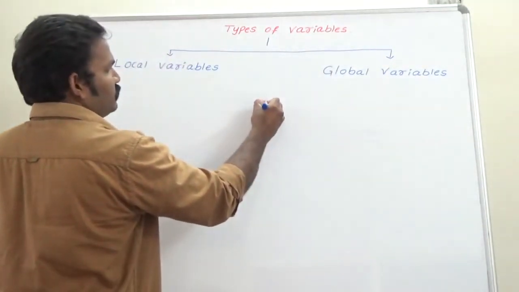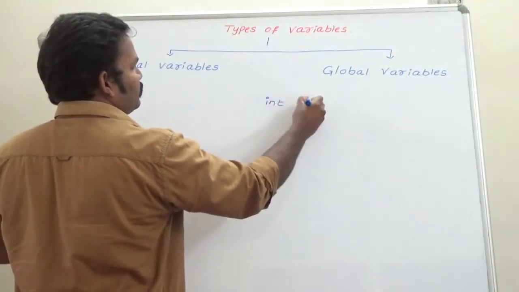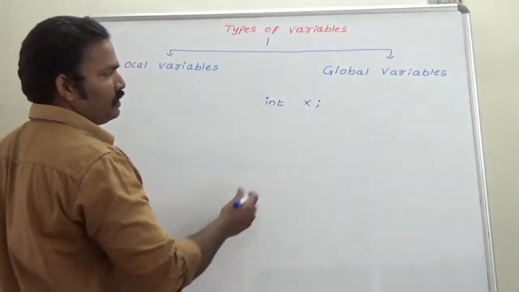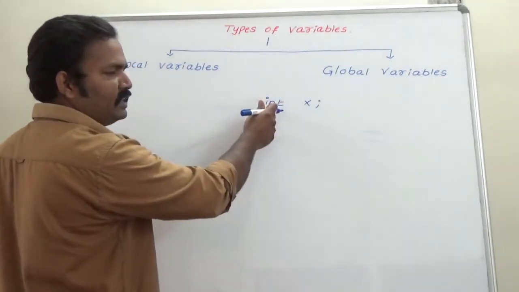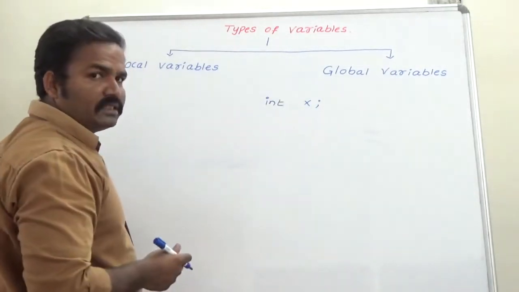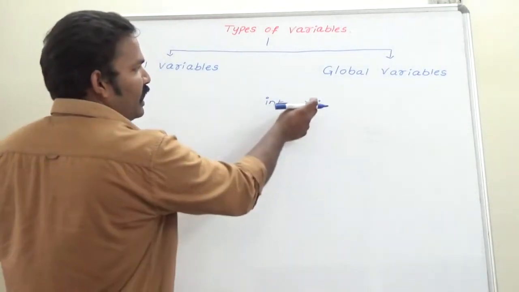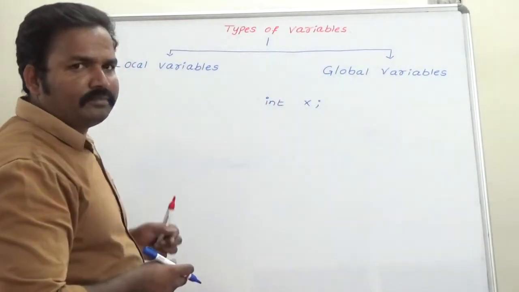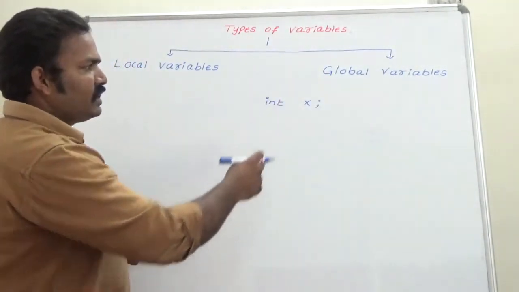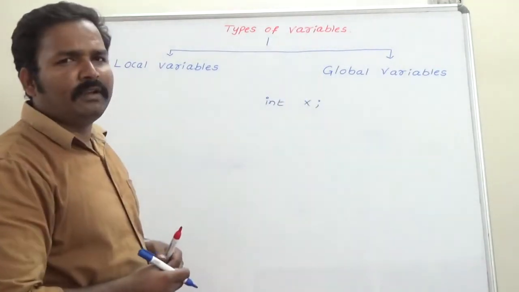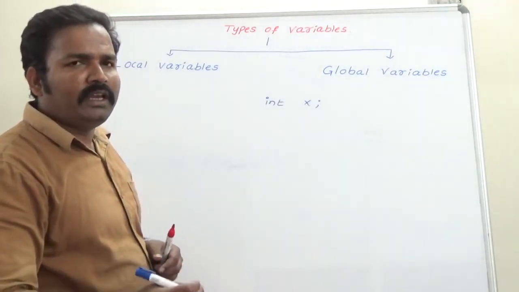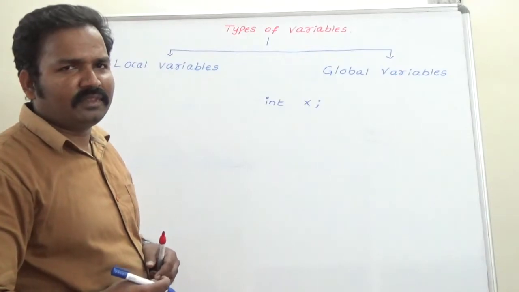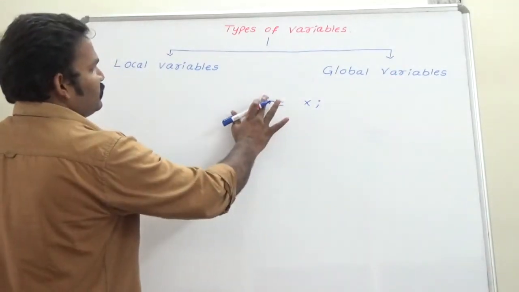For suppose, int x. In this example, int is the data type, x is a variable, and the x variable is declared as int type, right? That means this x variable can hold only integers.